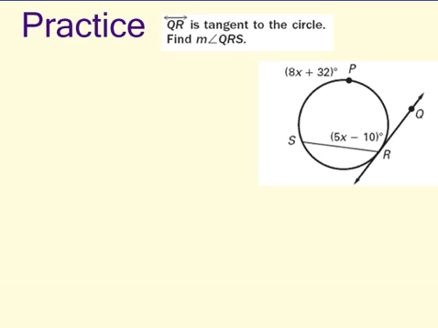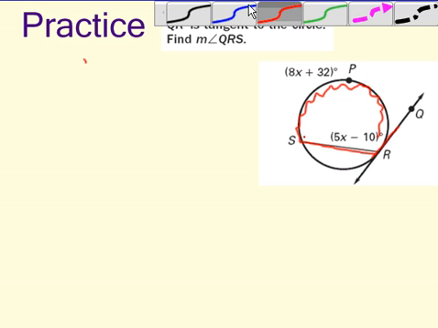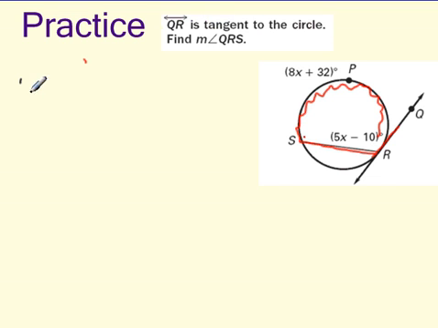So let's take a look at an example of this. We're given that QR is a tangent, and we're also given a chord SR, and we're asked to find the measure of angle QRS. So angle QRS is this angle here, and according to our theorem, this is going to be half the measure of its intercepted arc. The intercepted arc is this one here. So we're going to want to set up an equation in order to solve. We can start by saying 5x minus 10, and it needs to be related to 8x plus 32.